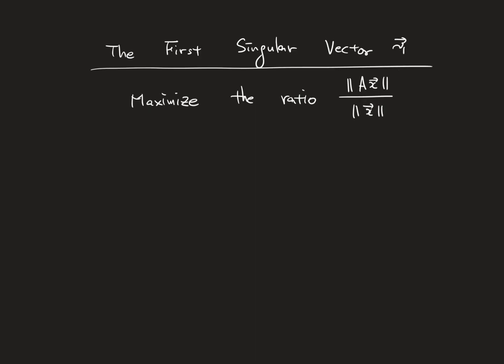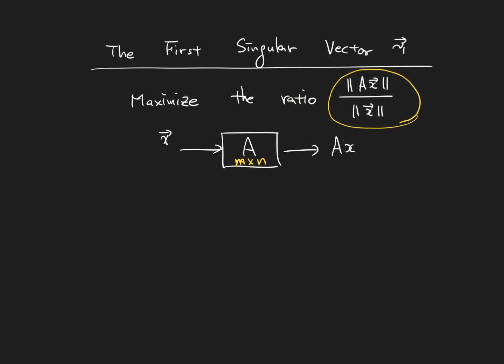We want to find the vector that maximizes the ratio here. So we have a system which is A. A is just m by n, a general matrix, and we have an input vector x, and the output vector is Ax. We want to maximize the ratio of the output to the input vector.